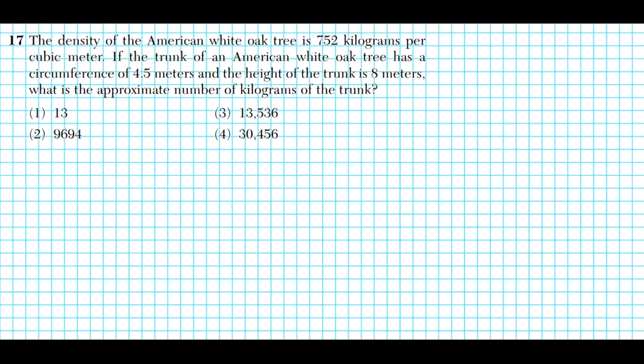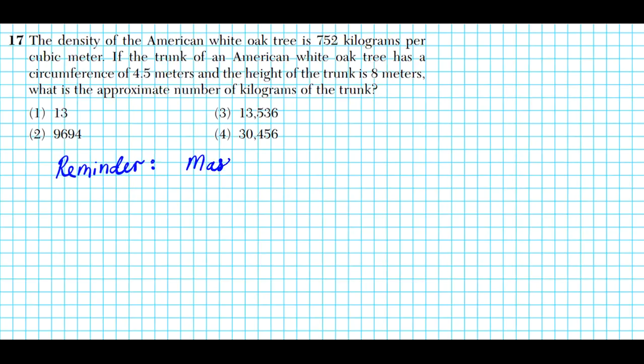Alright, let's take a look at question number 17. It reads, the density of the American white oak tree is 752 kilograms per cubic meter. If the trunk of an American white oak tree has a circumference of 4.5 meters and the height of the trunk is 8 meters, what is the approximate number of kilograms of the trunk? Okay, so reminder, connection between mass, density, and volume. You need to remember this formula in order to solve this problem.